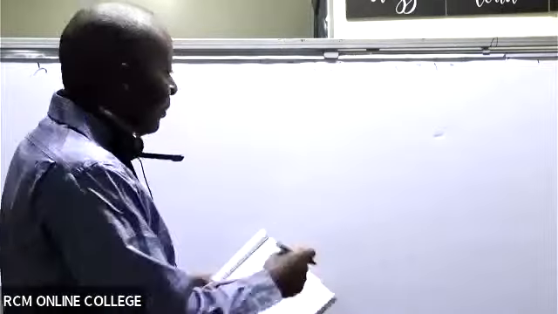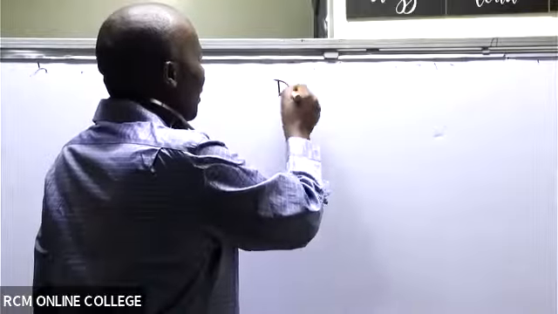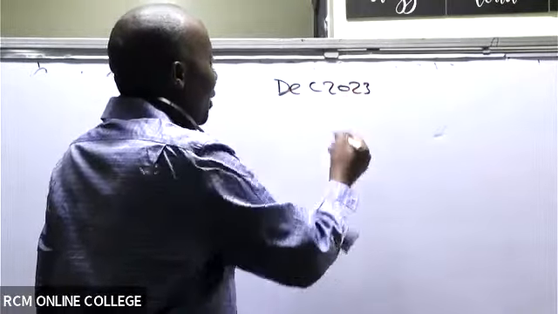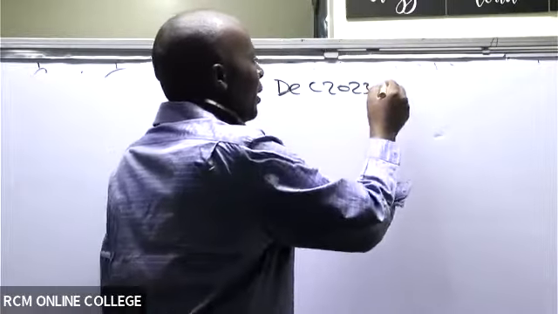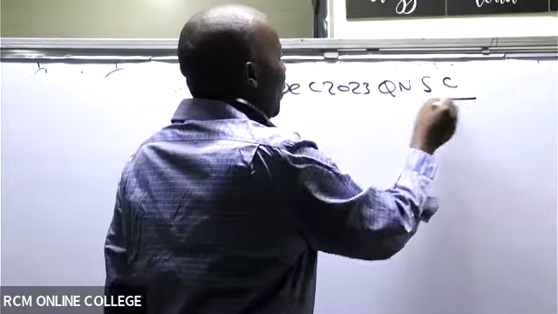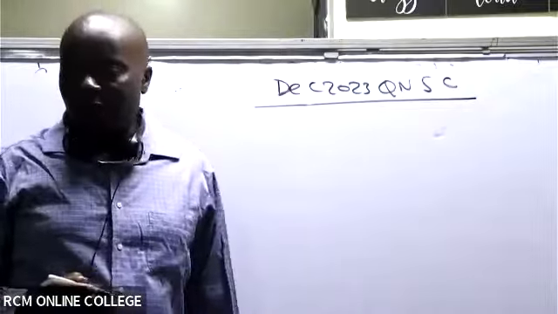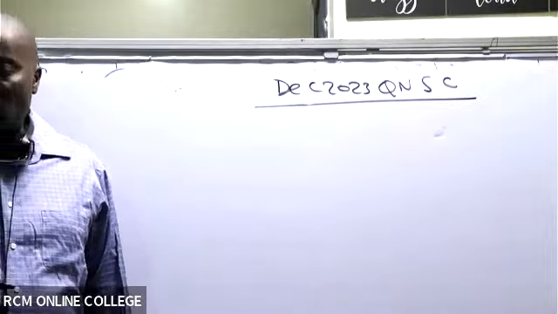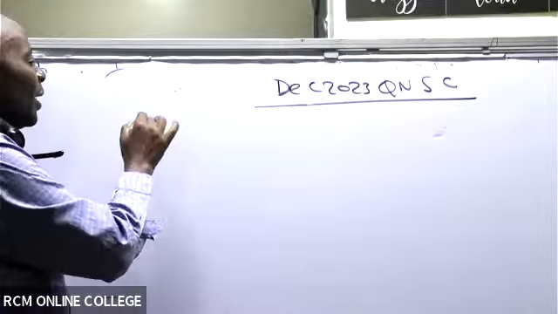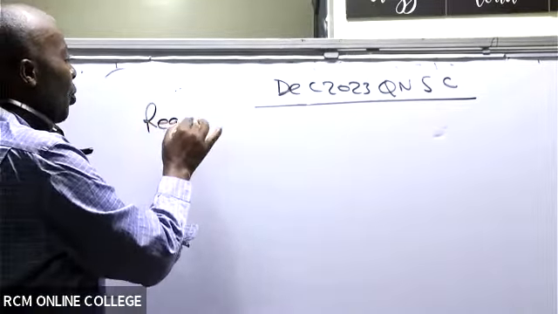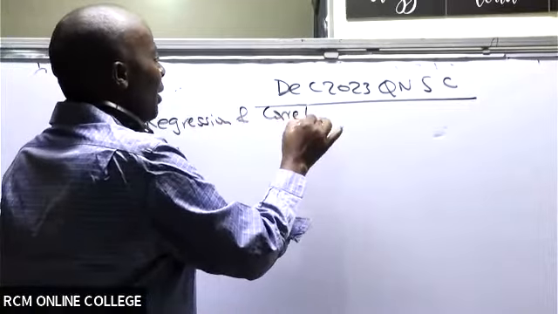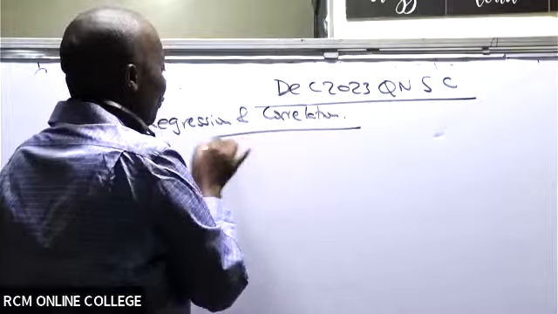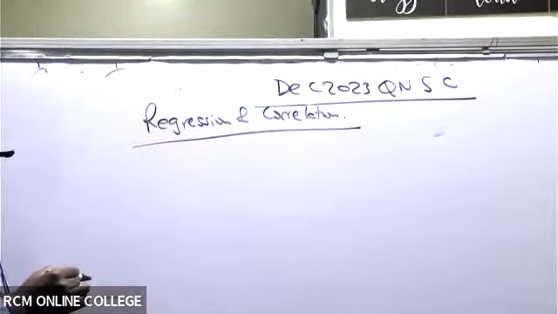I'm looking at December 2023, question number 5C. December 2023, question number 5C, and I would want to look at regression and correlation. That is topic number 4 and topic number 5. Correlation in QA is topic number 4.